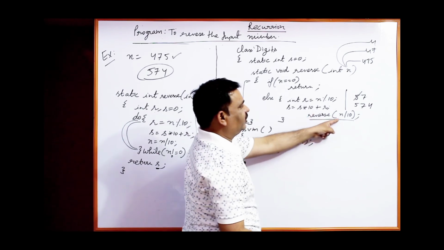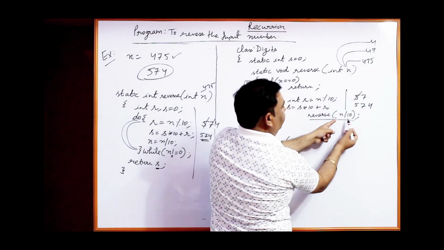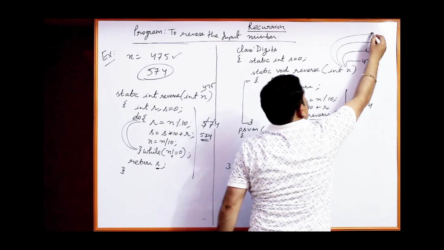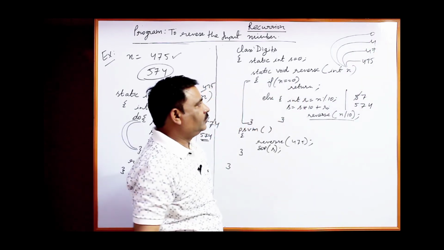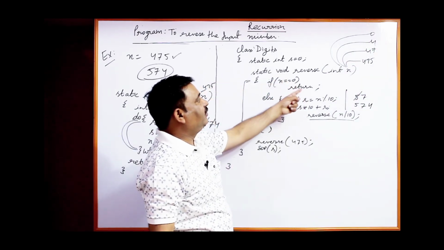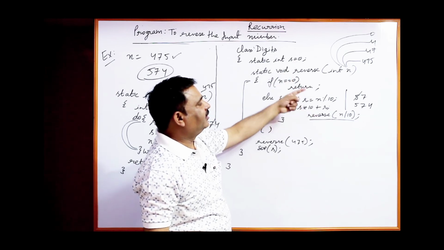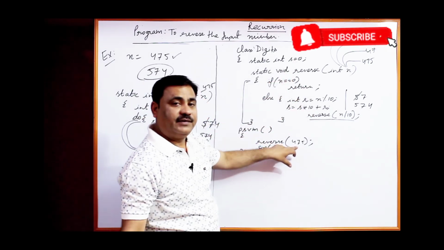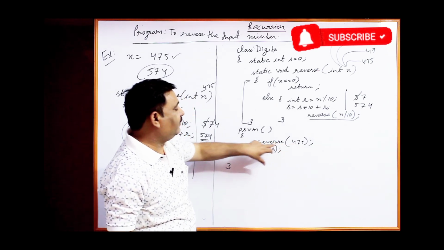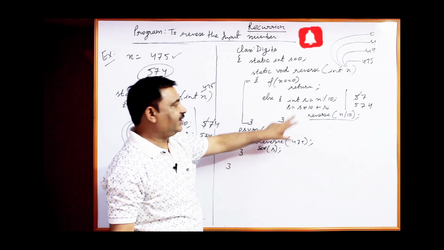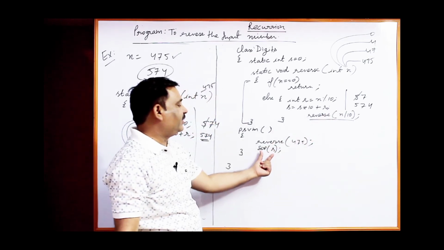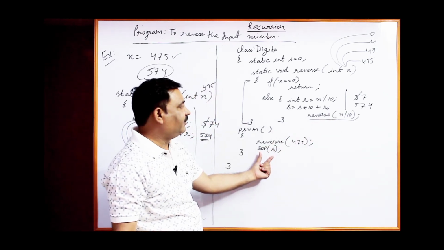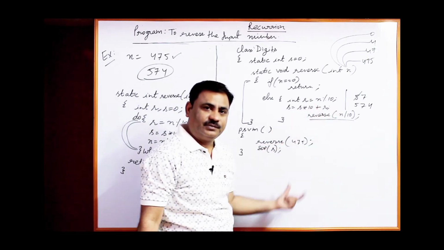Now call the reverse function again. n was 4, 4 divided by 10, 0. So the final call will be with 0. When it becomes 0, it will start returning, backtracking. So finally we come to the calling function from where we called the function reverse. S is already calculated, so here we can print the value of S. That will be the reverse, 574.